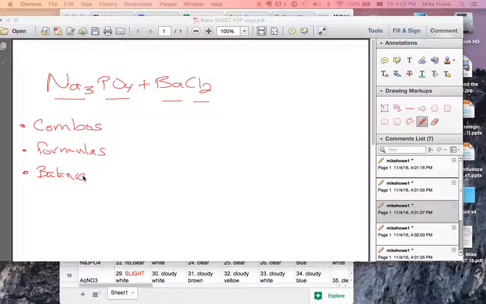So as you look at the chemical formulas that I wrote down, sodium phosphate and barium chloride, you will notice that there are 4 underlines. I underlined a cation, an anion, a cation, and an anion. So you have to kind of think of these things as if you've got a boy and a girl. So the cation's like a boy, and the anion's like a girl, and then the cation's like a boy, and the anion's like a girl.